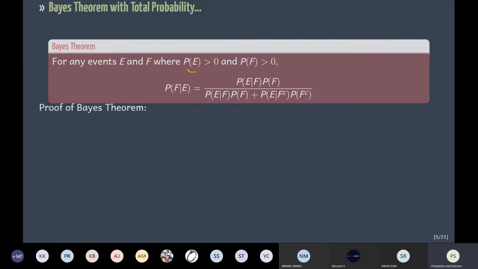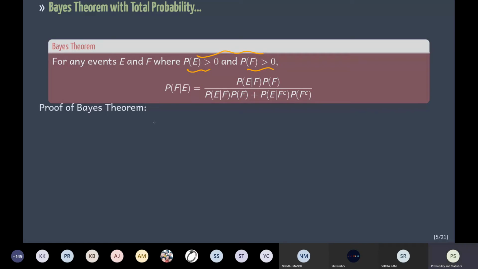Indeed, we are dealing with positive probabilities, because we divide by probability of E or F. So we assume in advance that probability of E and F are greater than zero. In other words, we are only talking about events that have some possibility of happening. So that makes sense, right? We will remove all those events that are not at all likely to happen. Anyway, we can remove those from the sample space. So these additional conditions are not really restrictive in any way.